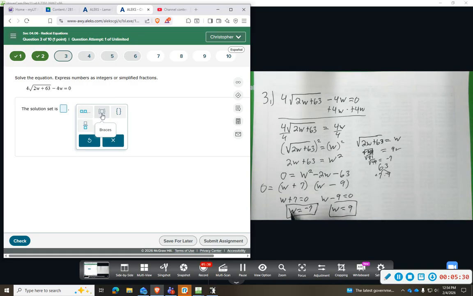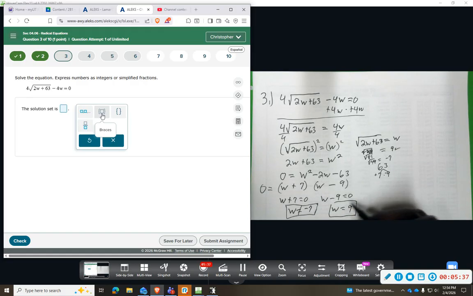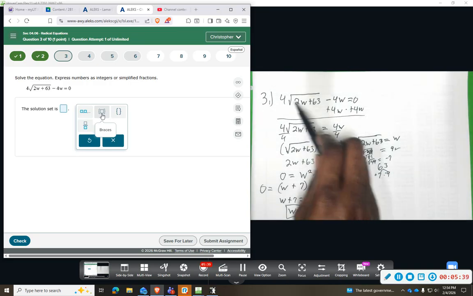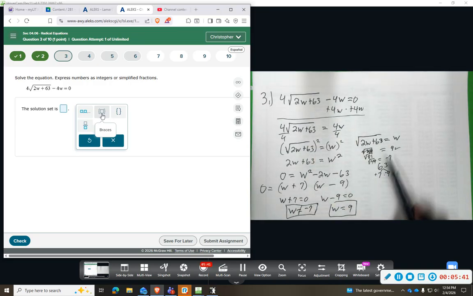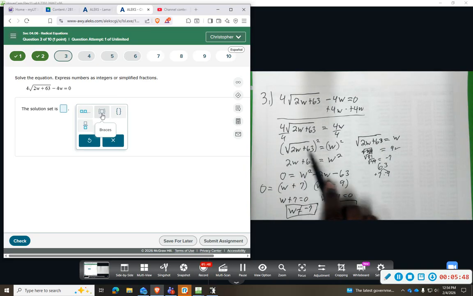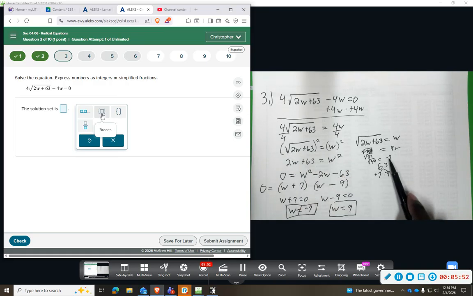And so while both of these come out to be solutions, it may be the case that only negative 9 works, because when we take the square root, we're assuming that the answer is coming out positive, even though we know we could have started out with a negative times a negative or a positive times a positive. But in this case, when we take the square root and go backwards, we're not going to get a negative answer. So only 9 is probably going to be the answer. So we're going to put 9, and we're not going to use the negative 7.